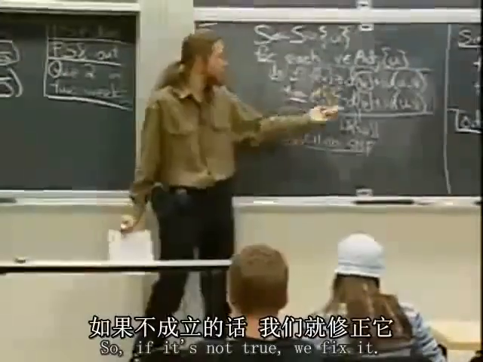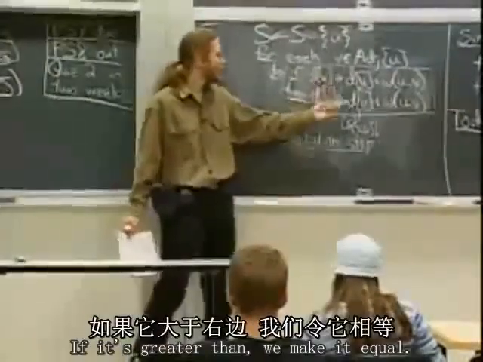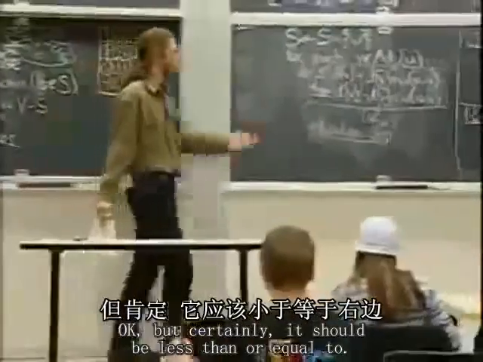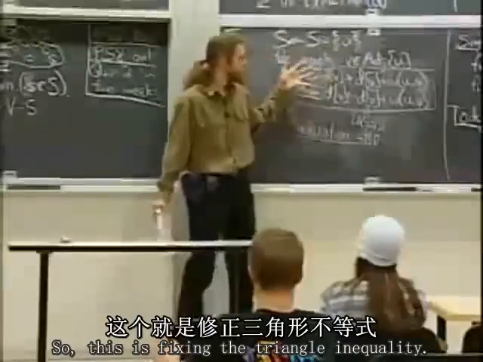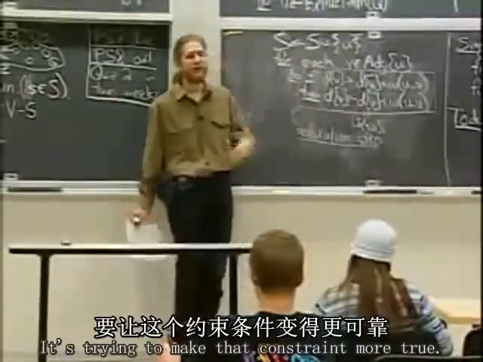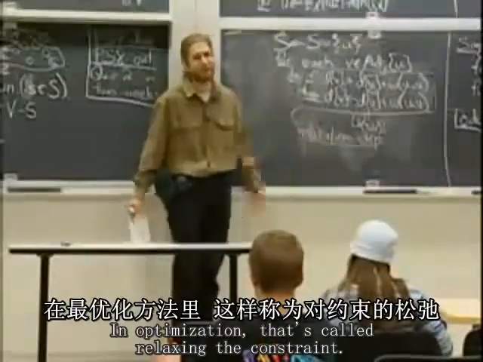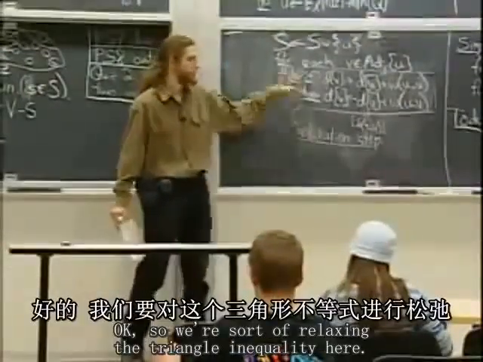So if it's not true, we fix it. If it's greater than, we make it equal. We don't want to make it less than, because that's not always true. But certainly it should be less than or equal to. So this is fixing the triangle inequality. It's trying to make that constraint more true, and in optimization, that's called relaxing the constraint. So we're relaxing the triangle inequality here.